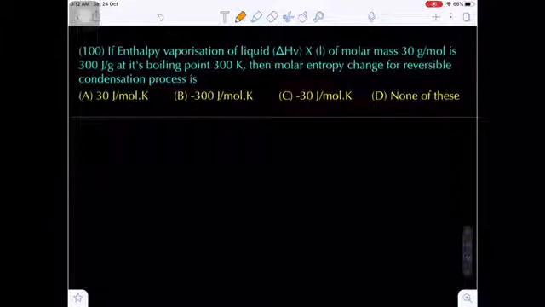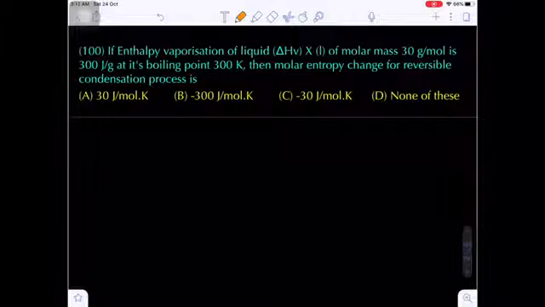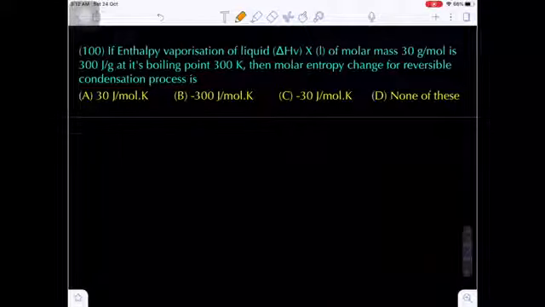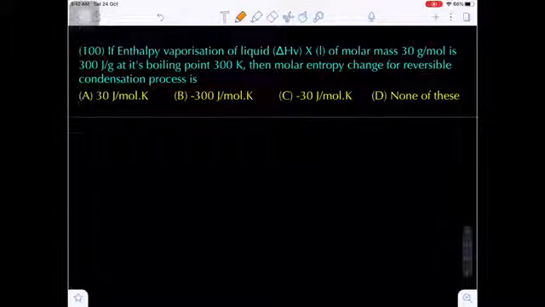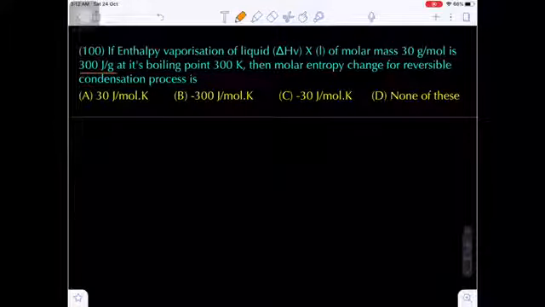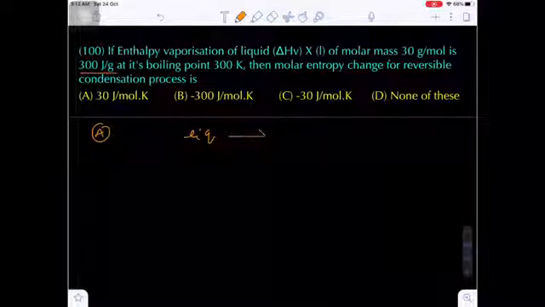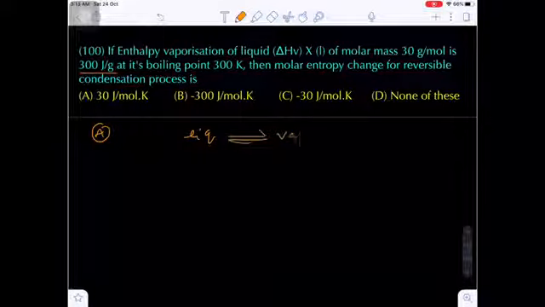Okay. Now next, question number 100. In question number 100, the enthalpy of vaporization of a liquid of molar mass 30 gram per mole is 300 joule per gram. Remember here joule per gram is given. The boiling point will be 300 Kelvin. Then the molar entropy change for the reversible condensation process. First of all, the liquid undergoes vaporization, that means liquid gives vapor.